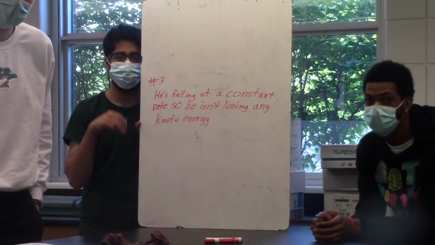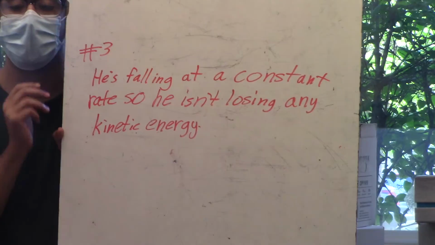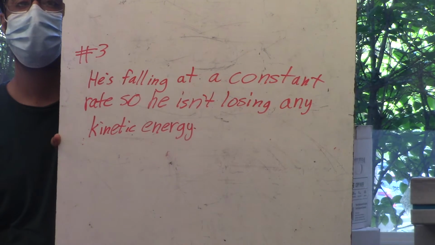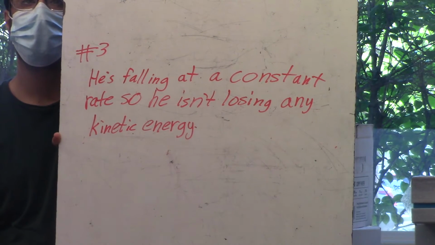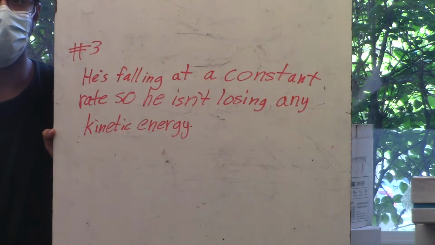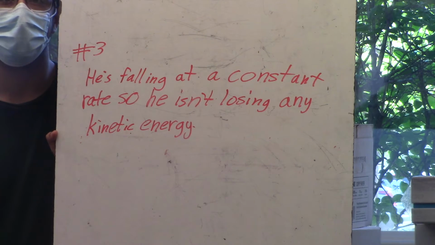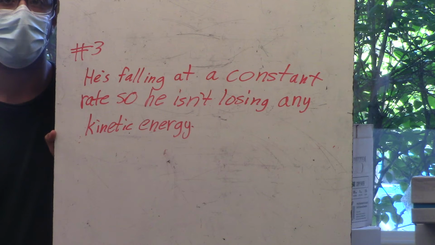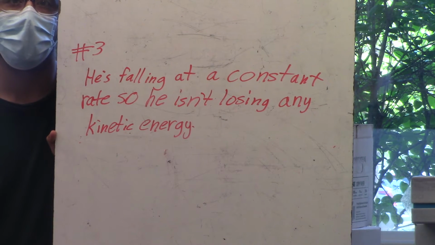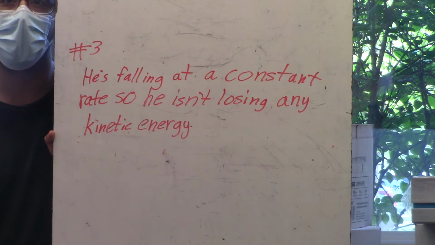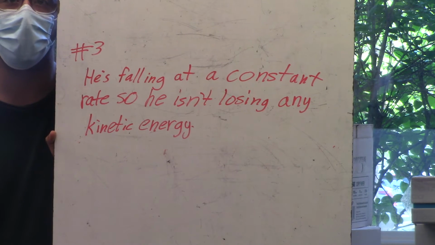Number 3. Oh God, this does not bode well. Go ahead. What's it say? Soon after jumping out of a plane, a skydiver falls at a constant rate, usually around 120 miles per hour. His gravitational energy is decreasing. Why isn't his kinetic energy increasing? We said it. He's falling at a constant rate, so he isn't gaining any kinetic energy. But that's what it says in the problem, he's going at a constant speed, so he won't lose or gain any kinetic energy.